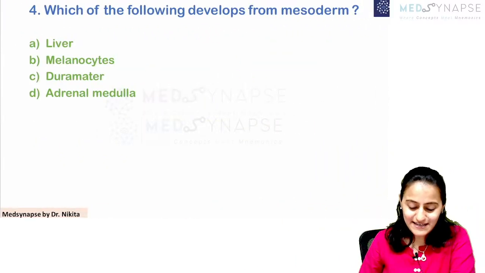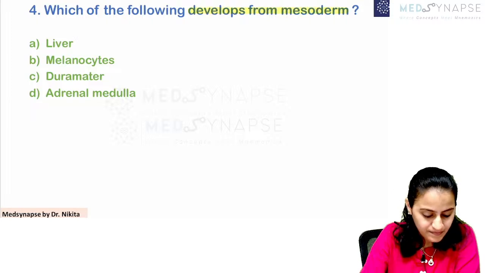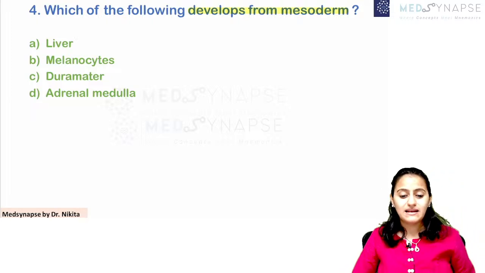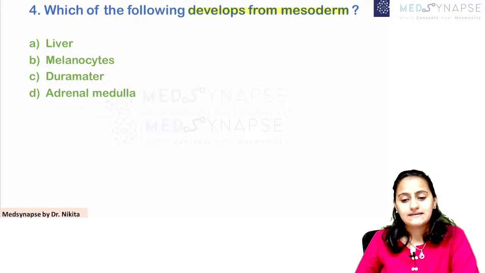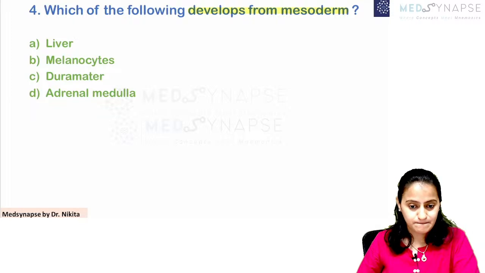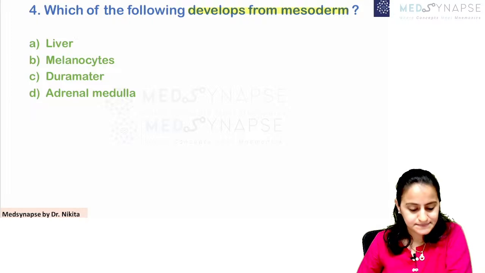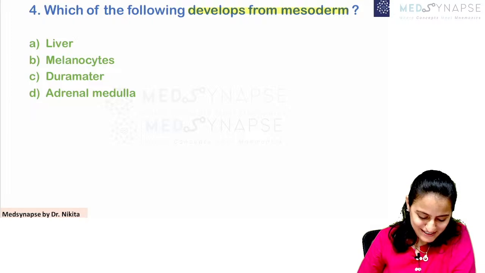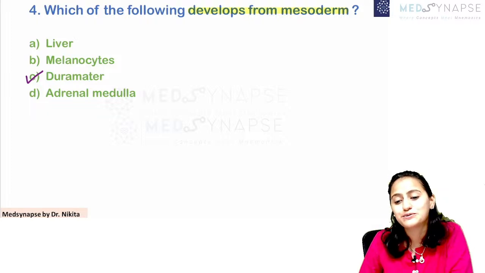Okay. Going to the next question, coming to embryology. Which of the following develops from mesoderm? Liver, melanocytes, dura mater, or adrenal medulla? Yes, what's the correct answer there? Very good. Absolutely right. This is dura mater.